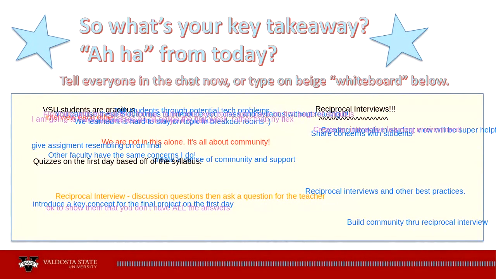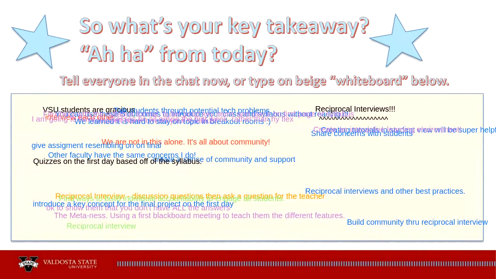We have so many people, you guys, our whiteboard is going to get really messy. So it's hard to read all of them. But let's see, reciprocal interviews and best practices. So we may want to start writing in the chat. People said build community is what they learned from today's first day. Someone said quizzes the first day off of the syllabus.